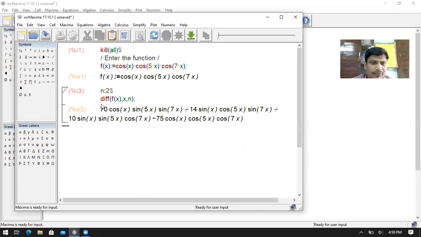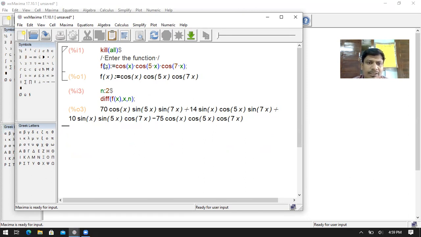See here, your result is 70 cos x into sin 5x sin 7x plus 14 sin x into cos 5x into sin 7x plus 10 sin x into sin 5x into cos 7x minus 75 cos x into cos 5x into cos 7x. This is your result.